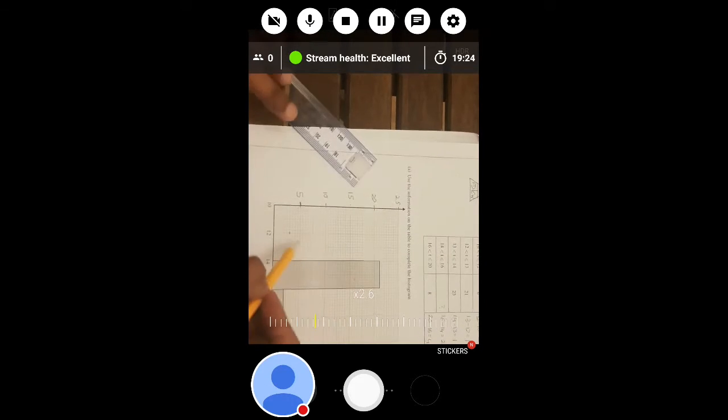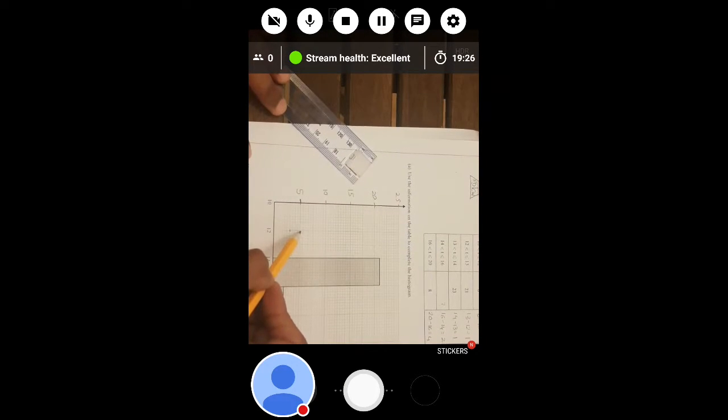Okay, let me see again. So 5's there, and I've gone backwards. Two little squares, because each little square is 0.5, so 2 of them will be 1. So I'll go 4, 3. Found that.